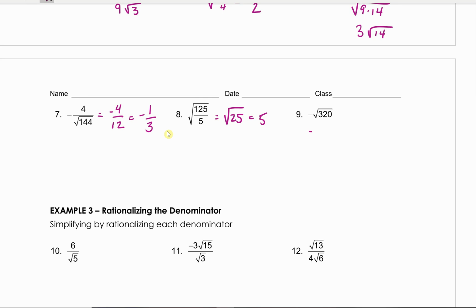Negative square root of 320. All right, so 320 has got to have a perfect square in it. Now I know 10 goes in there, but that's not perfect. Let's see, 320 divided by 16. That might work. 16 times 20 works, and 16 is a perfect square, but I think I can go bigger. 320 divided by 64 is 5. So I'm going to make this 64 times 5. That's going to be negative 8 square roots of 5. So you want the biggest guy in that denominator.